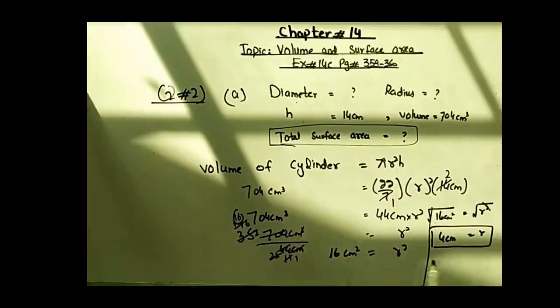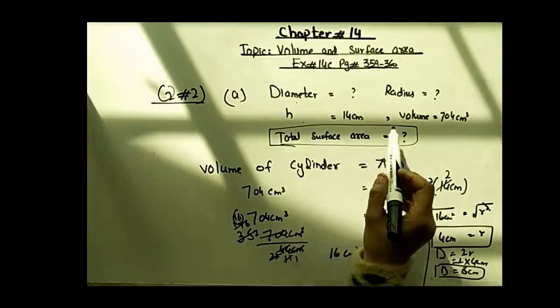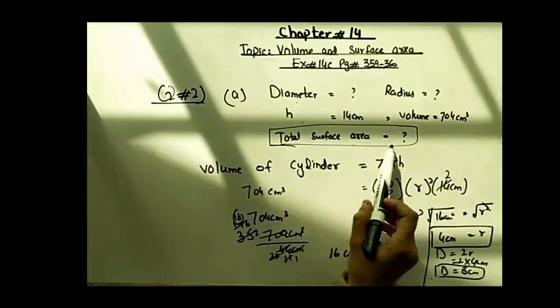Then what will be the diameter if r is equal to 4 centimeter? As we know that d is equal to 2r, it means 2 will multiply with 4 centimeter. So it will become 8 centimeter. D is equal to 8 centimeter. Got it, beta? Now you have found r is equal to 4 centimeter and h is equal to 14 centimeter. Now you can find the total surface area.